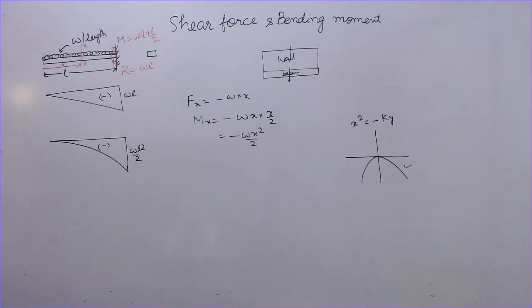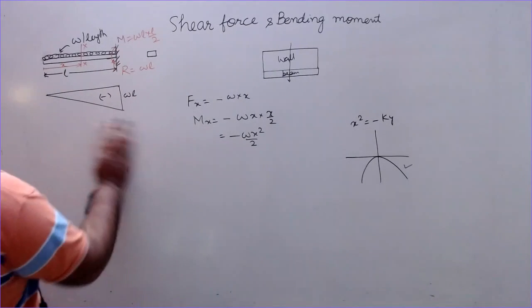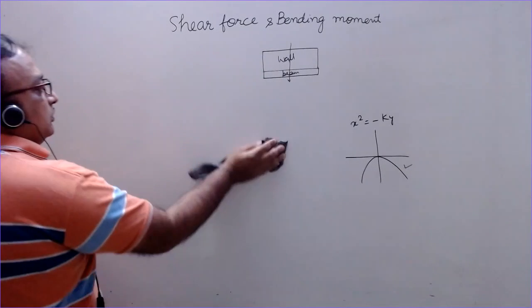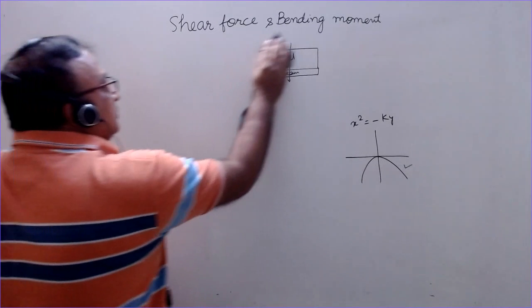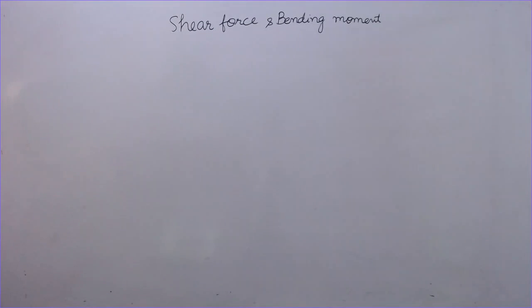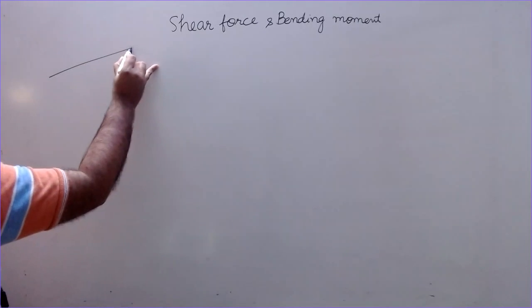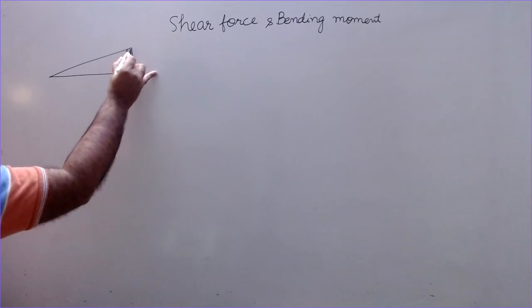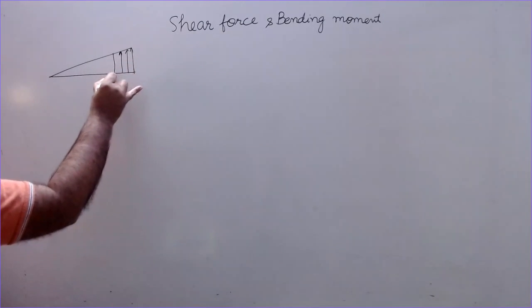Similarly, we can take other types of loading also. We can discuss other types of loading also. Now suppose we have a cantilever which is having uniformly varying load. We show the UVL like this.